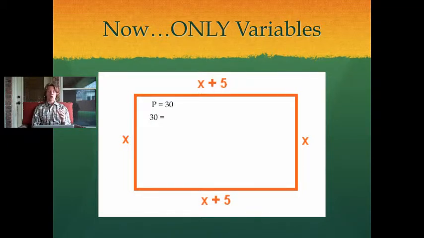Okay, so you should have gotten something similar to this. You've got 30, which is your perimeter, equals x plus 5 plus x plus x plus 5. That's just adding up all the sides. And then when you put those variables together, adding like terms, you're going to get 4x plus 10. So now you need to find what your x is. I'll give you a second to do that.